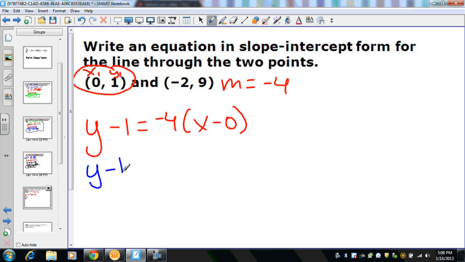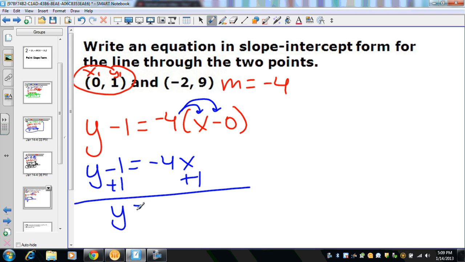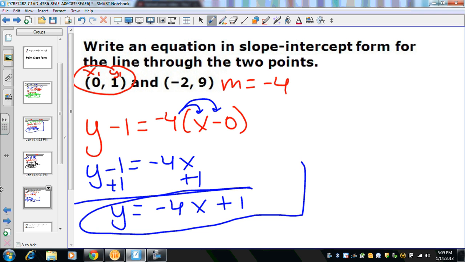Now I'm going to do some simplifying. So I got my y minus 1 is equal to -4, because I've got to distribute this to everything that's on the inside. -4 times x is -4x, and then -4 times 0 is just 0. So I don't need to put plus 0 here. You just don't need that. So now we're going to add 1 to both sides. So we have y is equal to -4x plus 1.